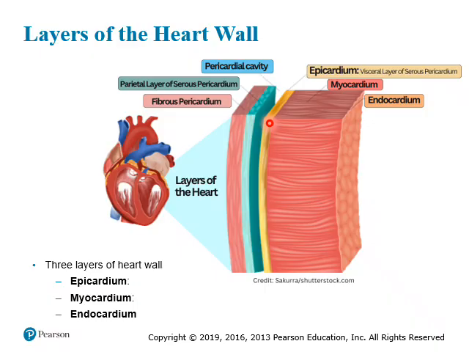So the first is your epicardium. This is the visceral layer of the serous pericardium. Then you have the heart muscle. You call this the myocardium. Then you have your endothelium, your simple squamous epithelium that covers the inside of the heart. That is connected and continuous with the inside lining of the blood vessels. You call that the endocardium.